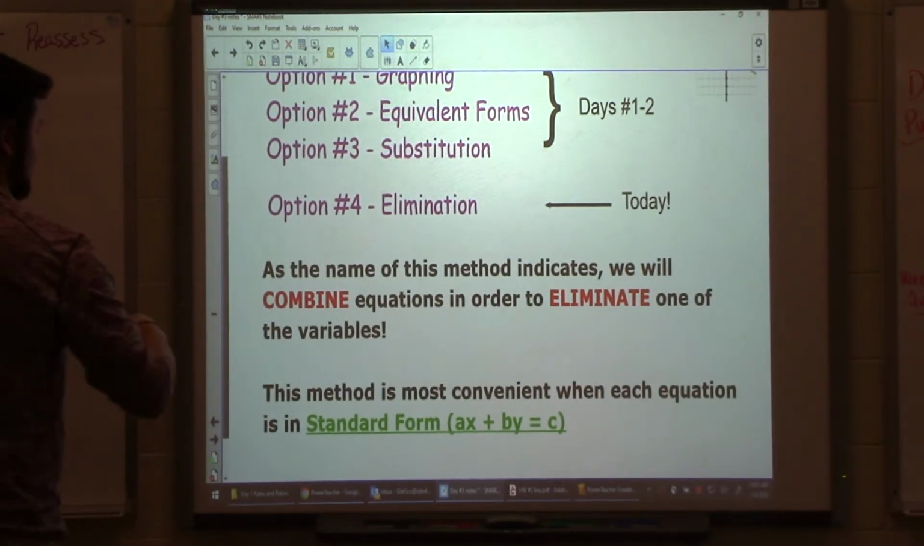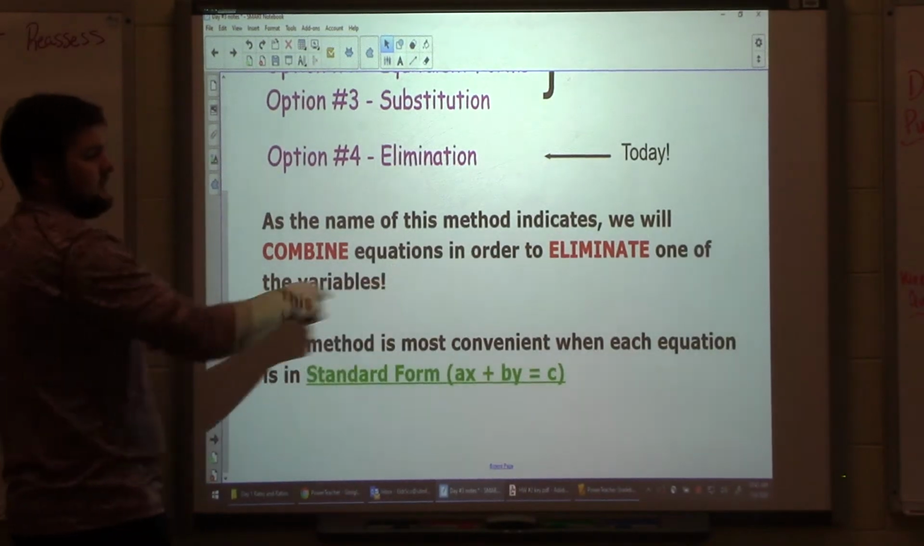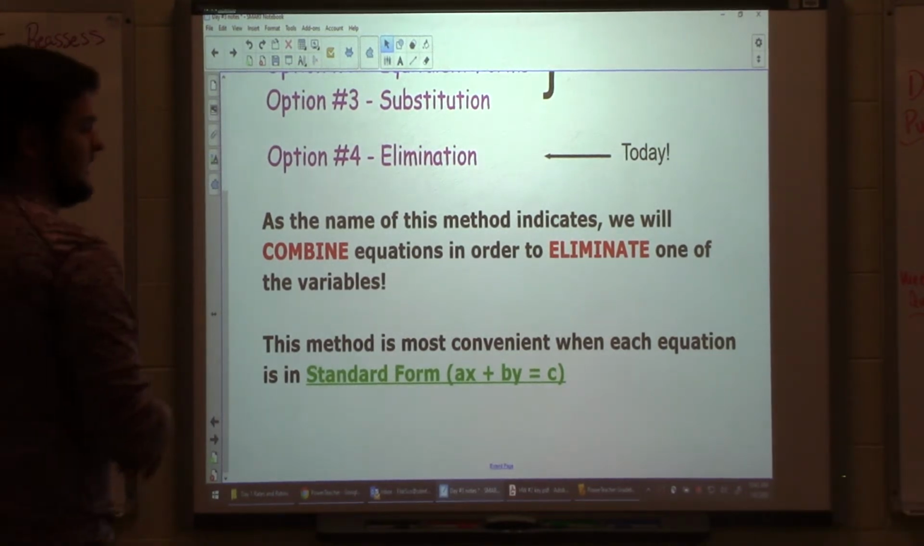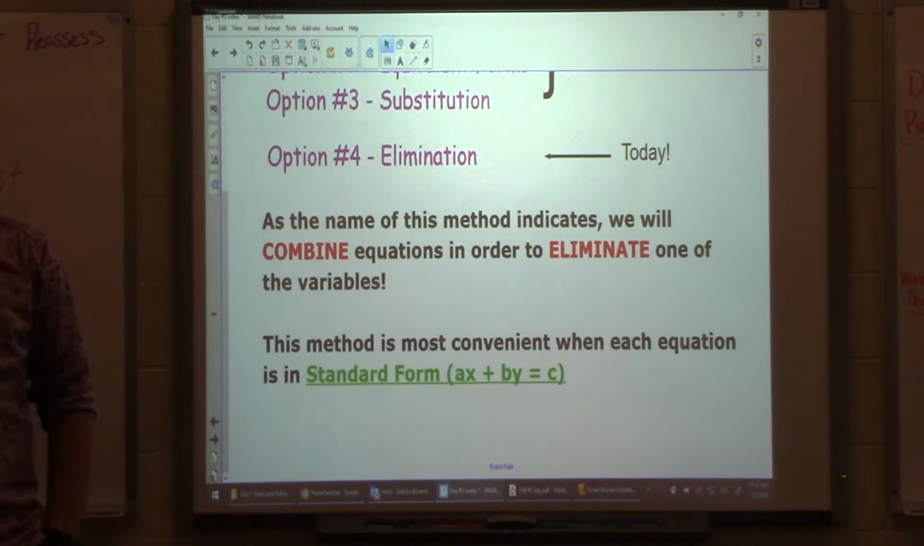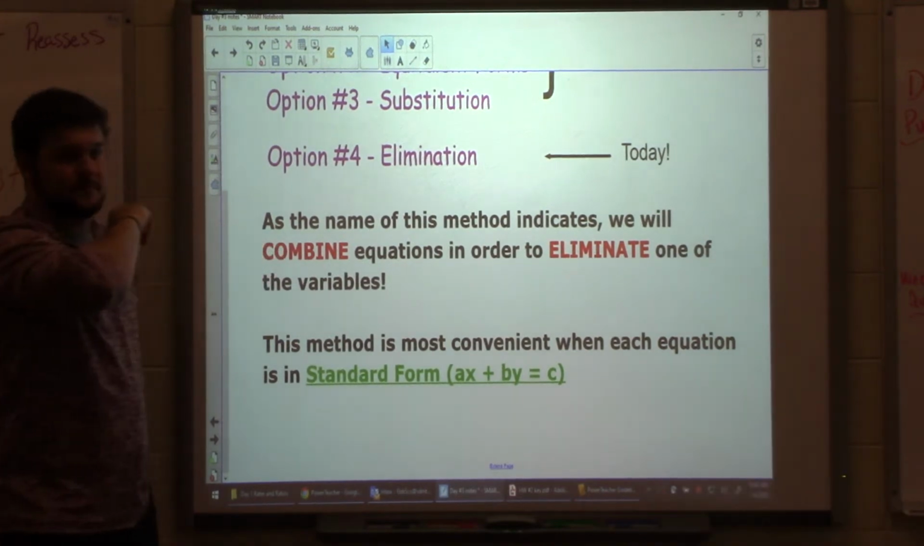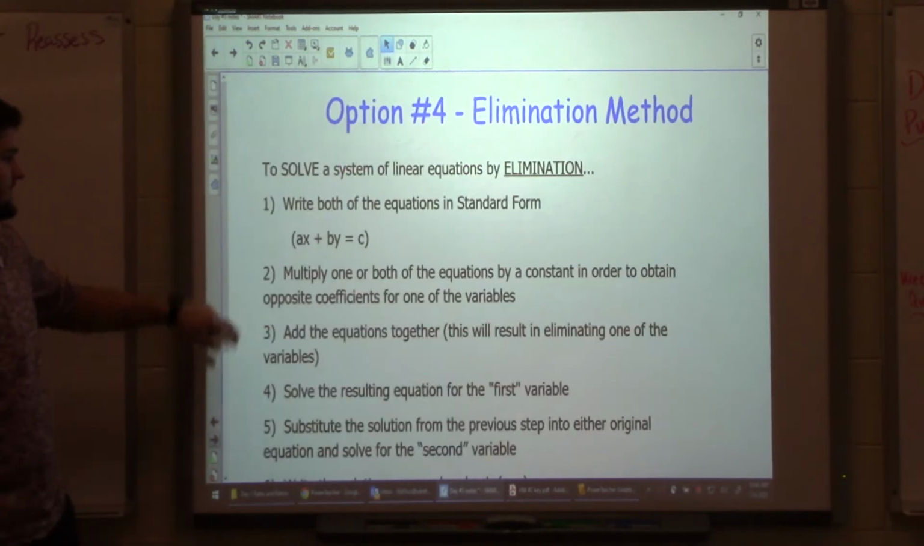other one. This method is most convenient when each equation is in standard form, or when x and y are on the exact same side of the equal sign, just like in number 8 on the homework, where they're both on the same side of the equal sign. That is when it is most convenient to use elimination. Alright? So our steps here.